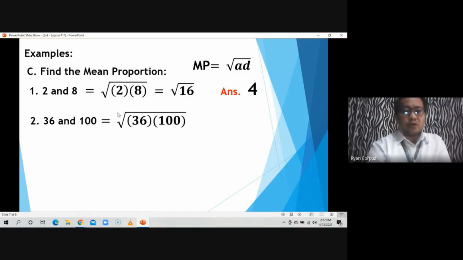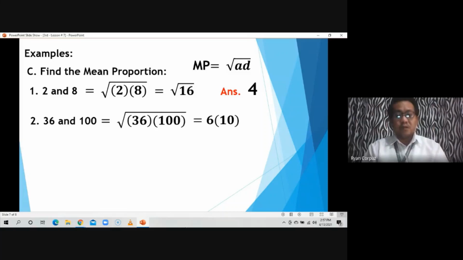So, what would be the square root of 36? That would be 6. What would be the square root of 100? That would be 10. So, magkakaroon lang tayo ng 6 times 10. We get the root of the two numbers because it so happened that the two numbers are perfect squares. So 6 times 10 now, it will be equal to 60. So sa madaling salita, if you are going to find the mean proportion of 36 and 100, it will be equal to 60. Kuha yun?